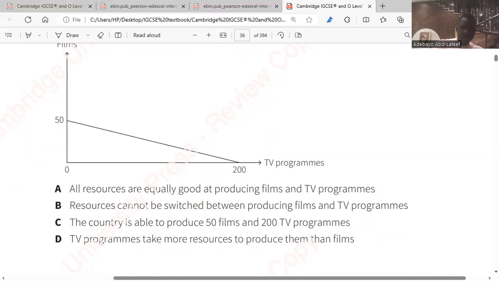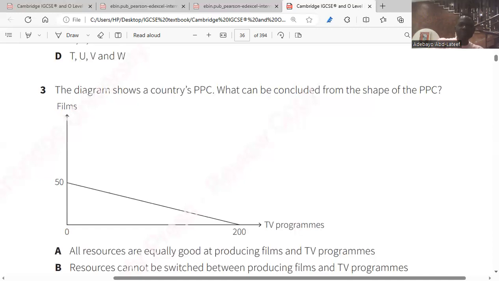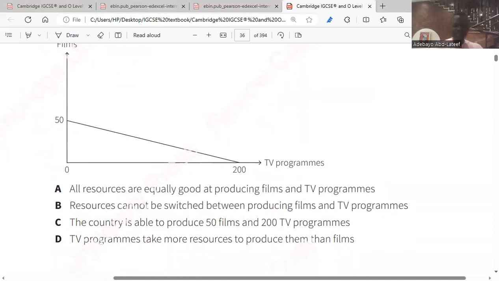The diagram shows the country's PPC. What can be concluded from the shape of the PPC? TV programs take more resources to produce than film. Resources cannot be switched between producing films and TV programs.